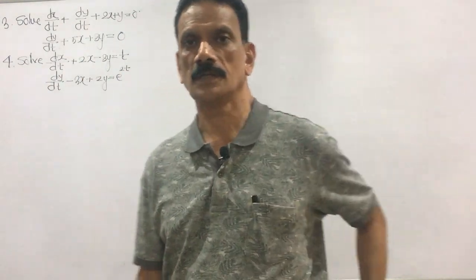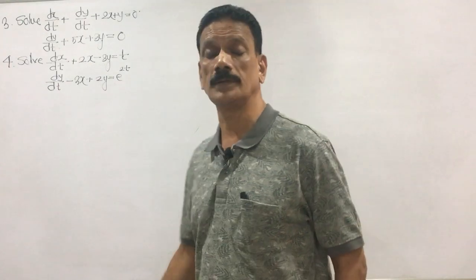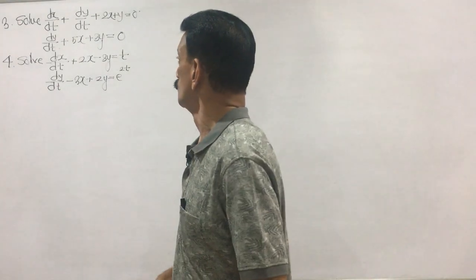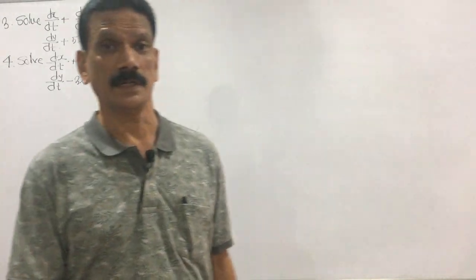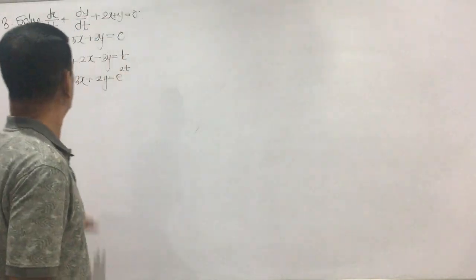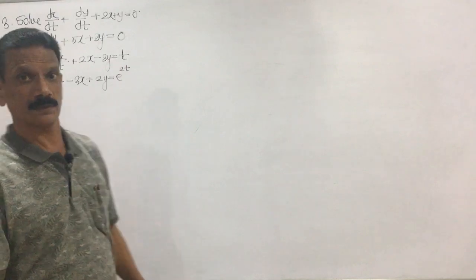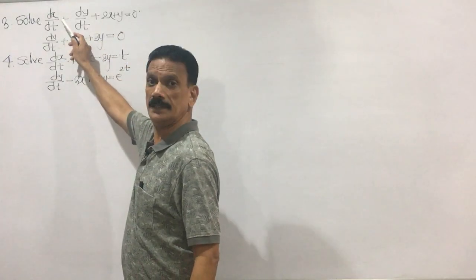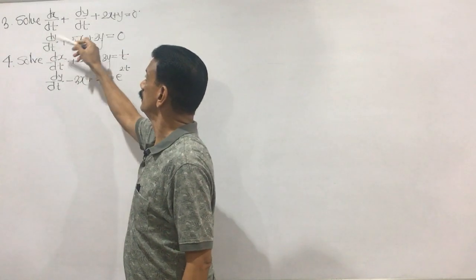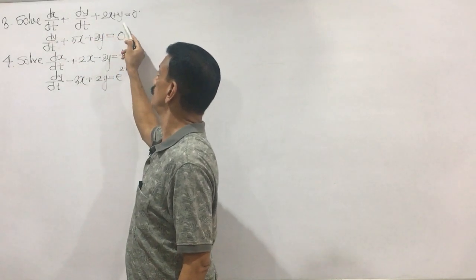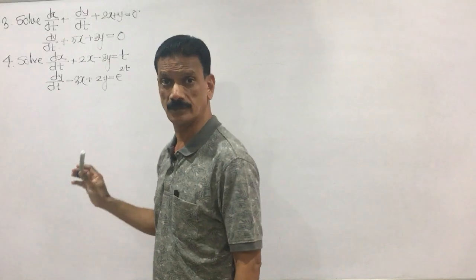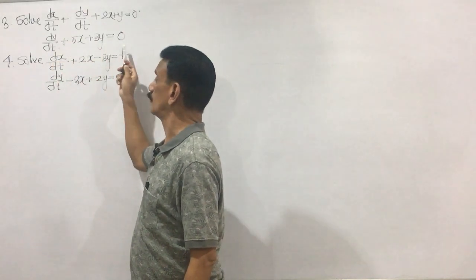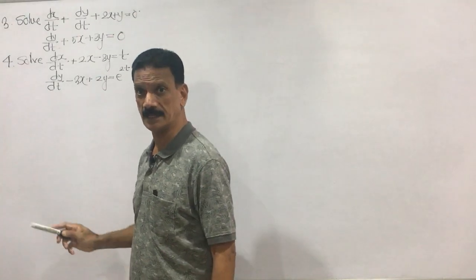Hello my dear friends, let us continue solving the examples on the simultaneous differential equations. So here I have taken example number 3 and example number 4. First I am taking example number 3. Solve dx by dt plus dy by dt plus 2x plus y equal to 0. That is one equation. Another is dy by dt plus 5x plus 3y equal to 0. This is the second equation.